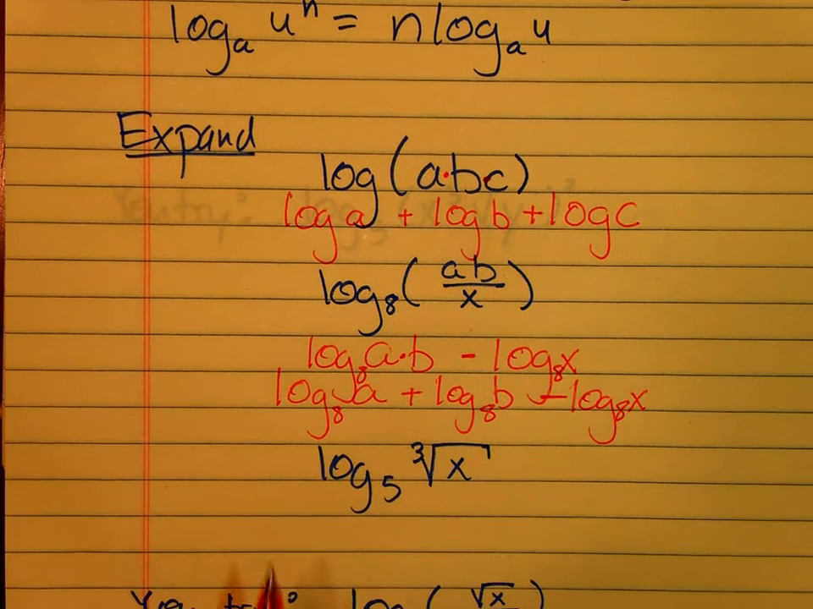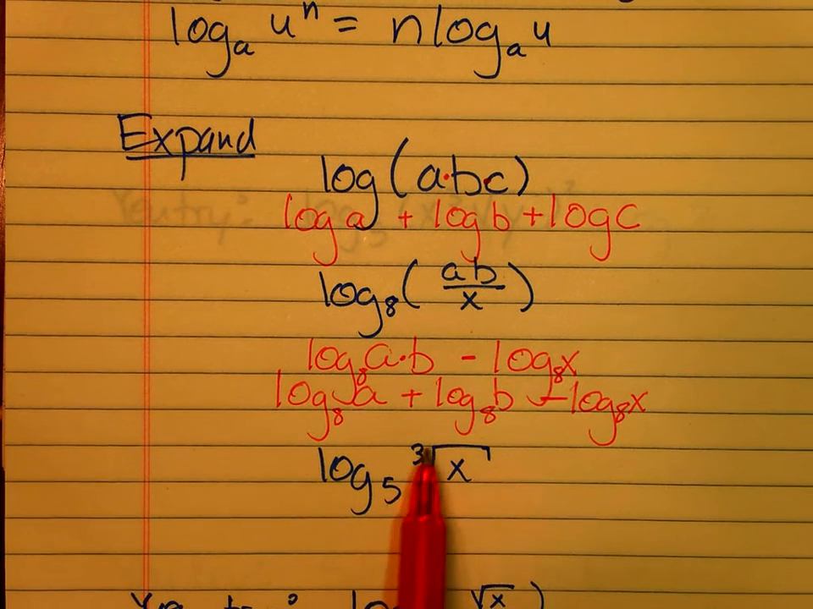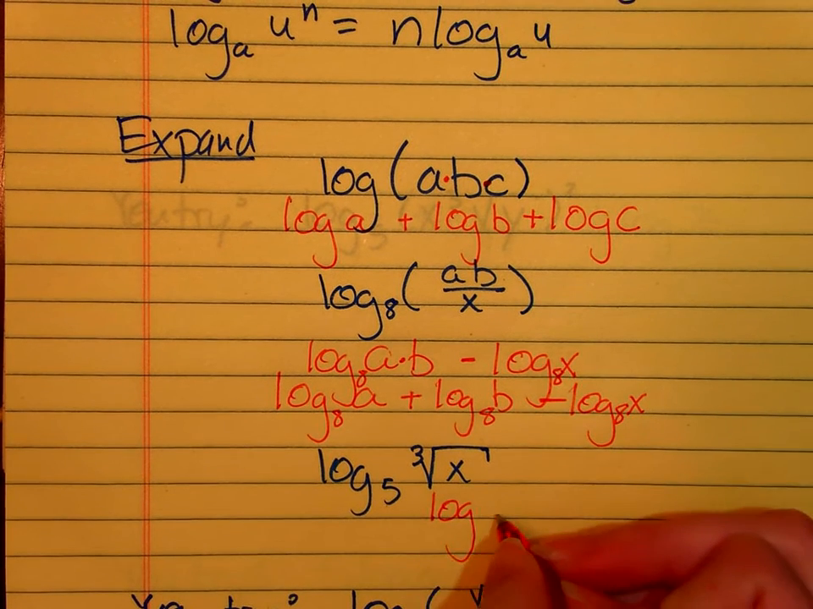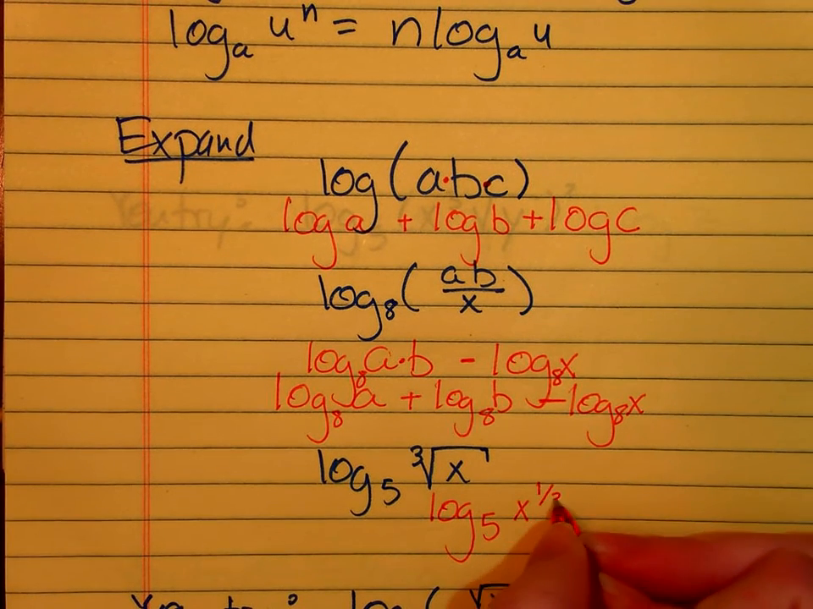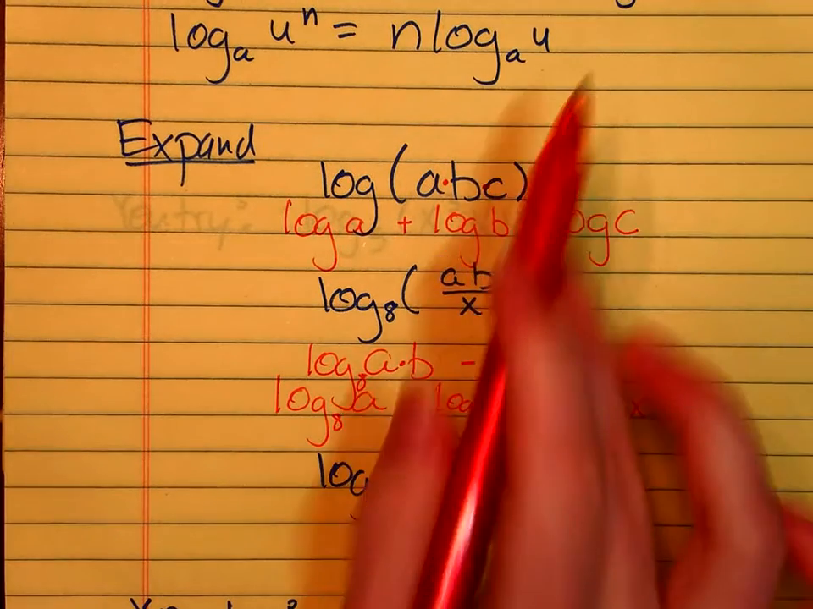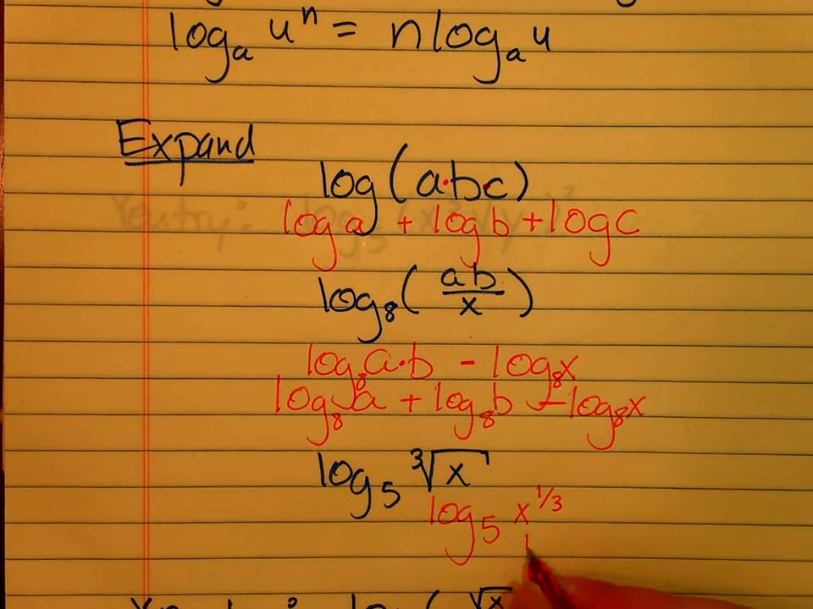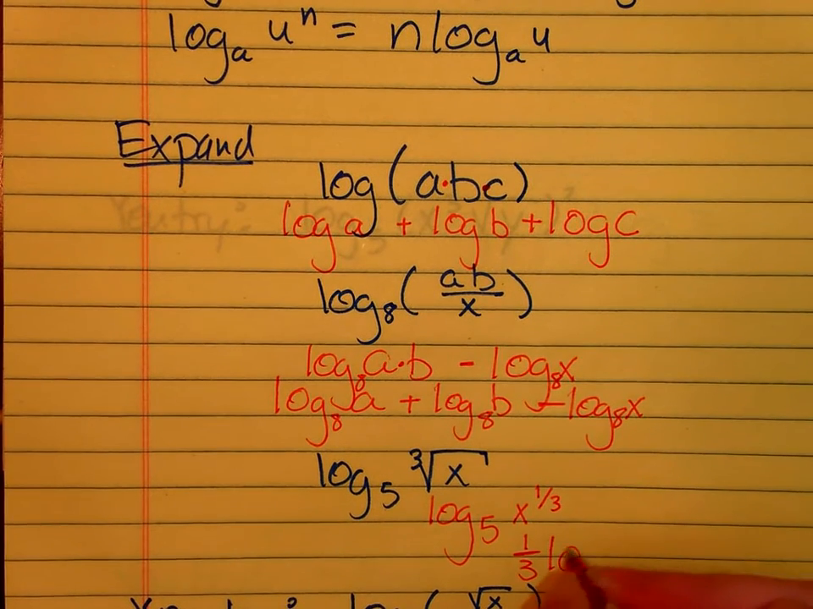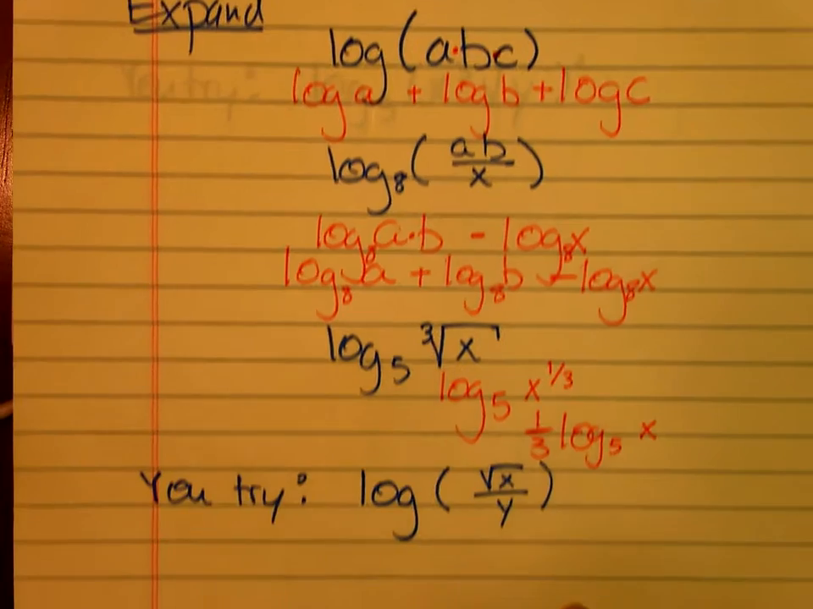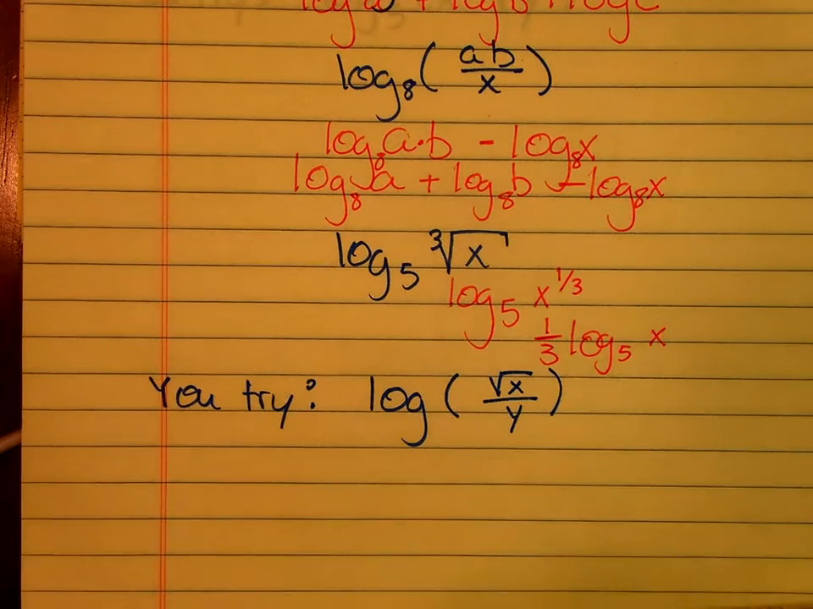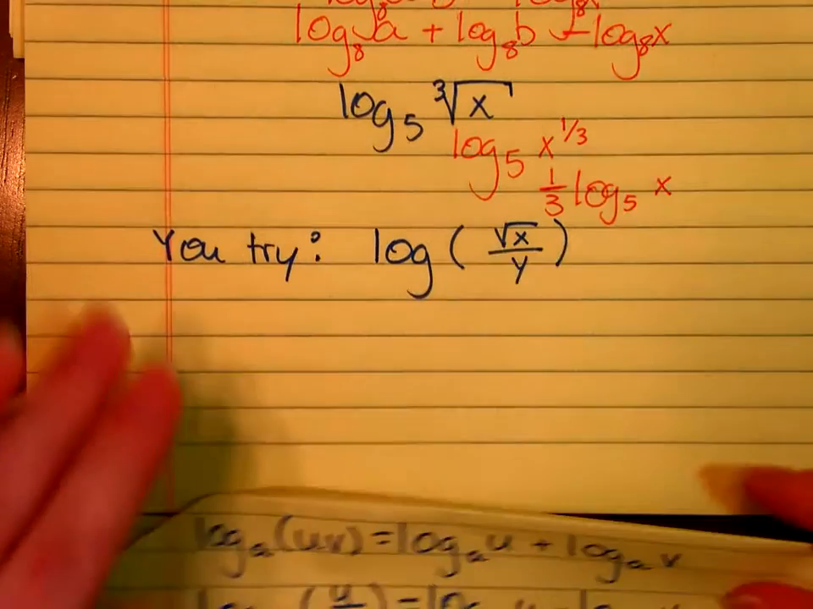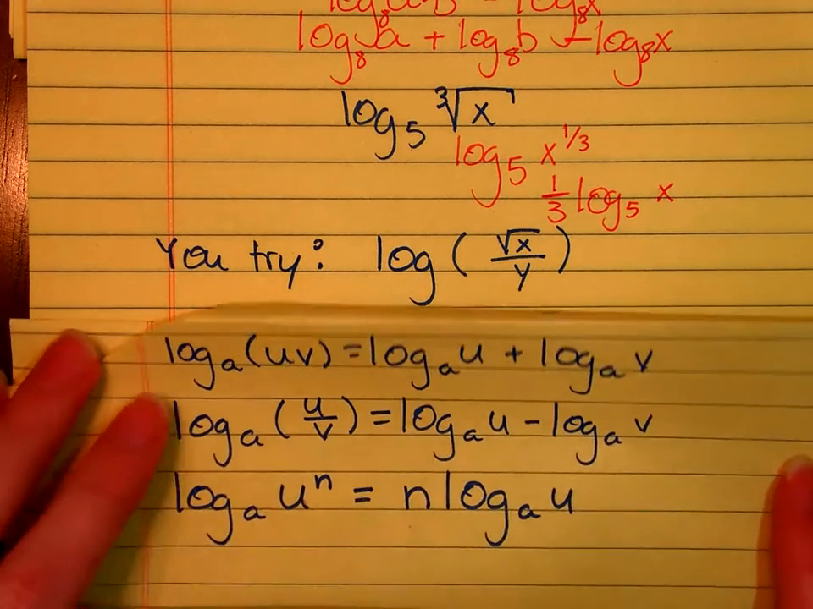Next one. I have log base 5 of the cube root of x. Now a cube root is the same thing as what exponent? X to the 1/3. And now I go ahead and apply my last log rule. So I can just pull the 1/3 out front. So that becomes 1/3 log base 5 of x. I want you to go ahead and pause this video and try to solve out this next problem. If you want to pause the video with the log rules, there you go.